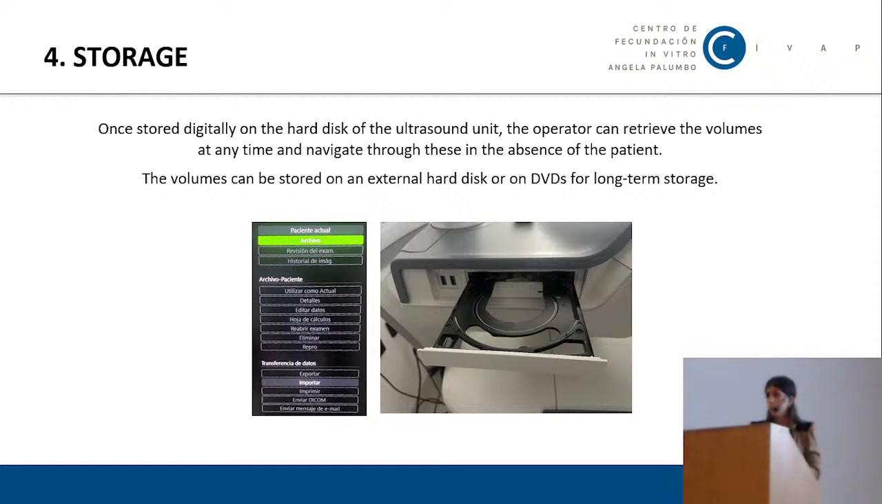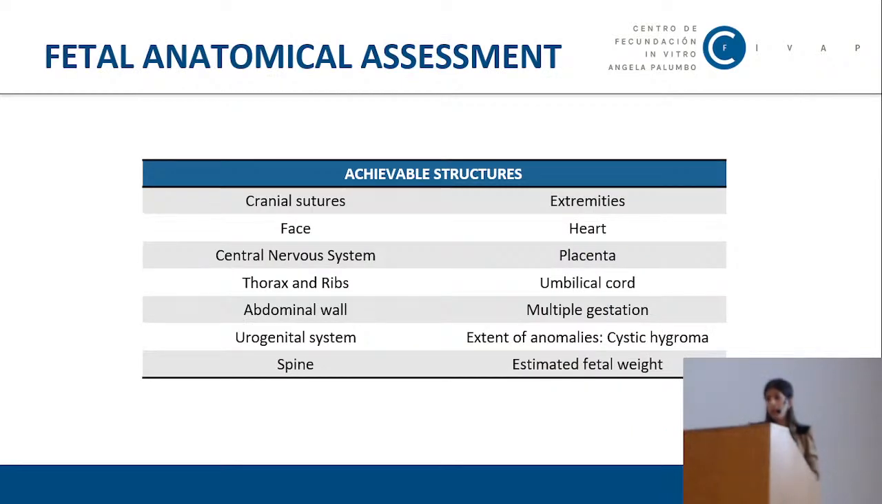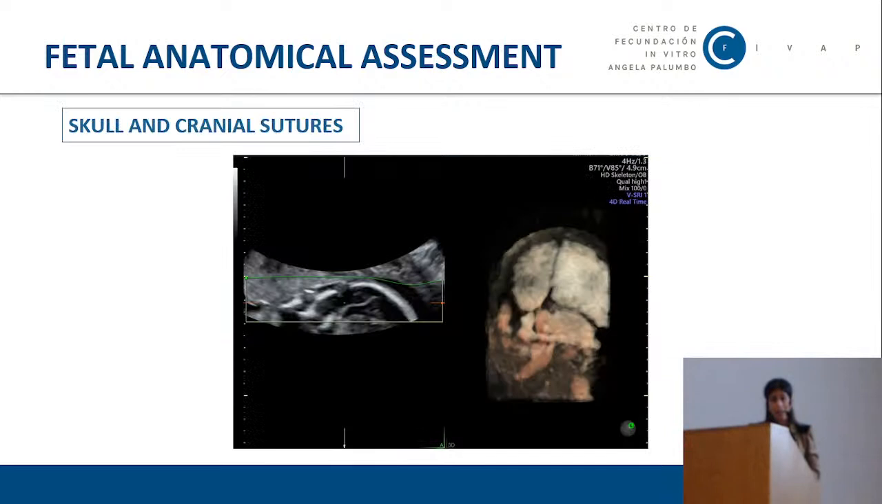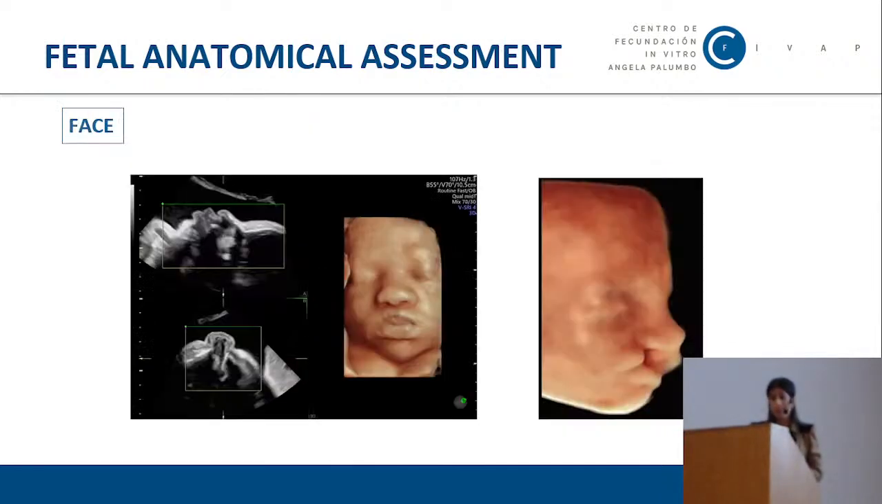Now that you know the different display modes, I'm going to show you a few examples of the different achievable fetal anatomical structures. All the fetal structures that we can check or review with 3D and 4D ultrasound. Here we have an example of the skull and the cranial sutures. The assessment of baby's faces, not only to show this beautiful face to the parents, but also to demonstrate effects on the fetal face with this surface mode.